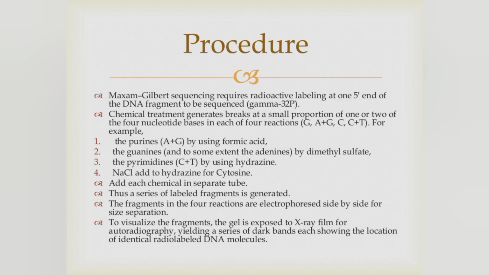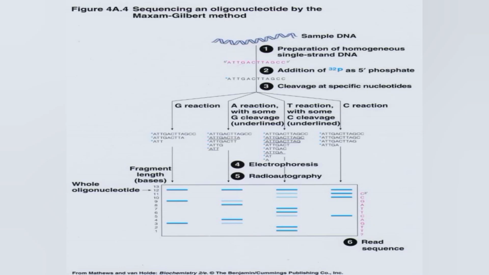Procedure. Maxam-Gilbert sequencing requires radioactive labeling at the 5' end of the DNA fragment to be sequenced. That is gamma 32P, which we already discussed in the previous diagram: the addition of 32P at the 5' phosphate.